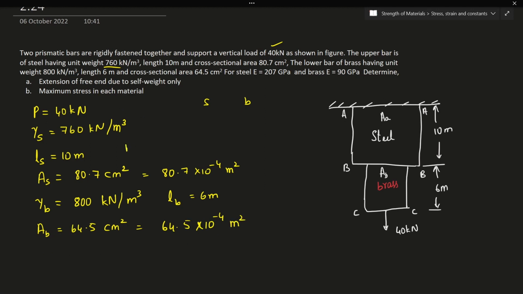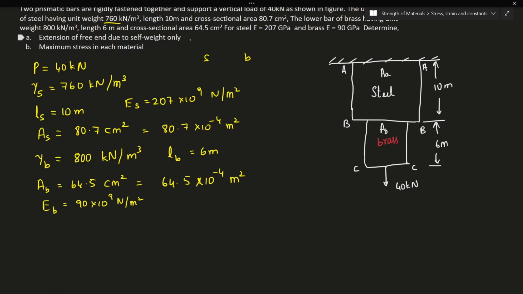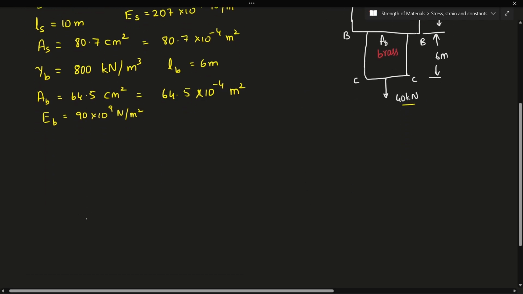And also ES is given as 207 into 10 to the power of 9 Newton per meter square, and EB is given as 90 into 10 to the power of 9 Newton per meter square. Now determine the free extension of the free end due to self weight only. First of all, we'll have to neglect this P and calculate the free extension, and then we'll have to calculate the maximum stress in each material considering the load. Okay, so now first, only the free extension.